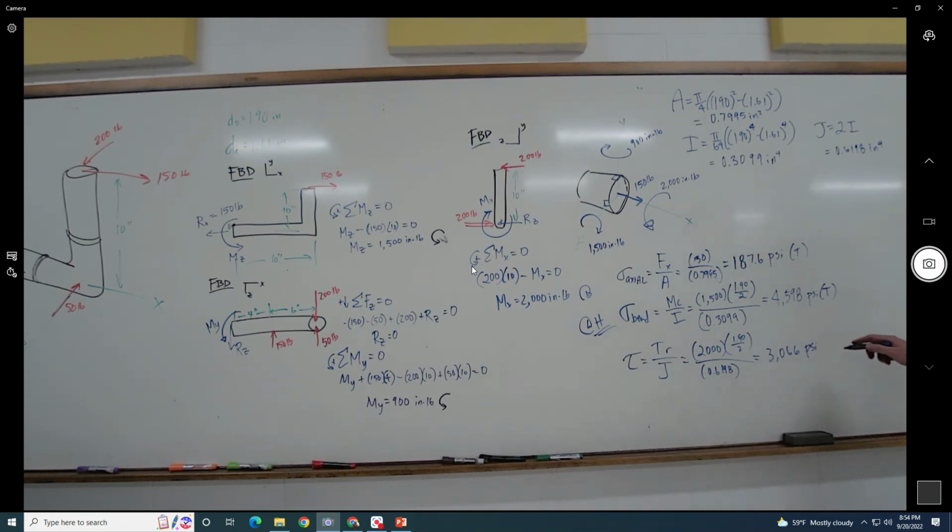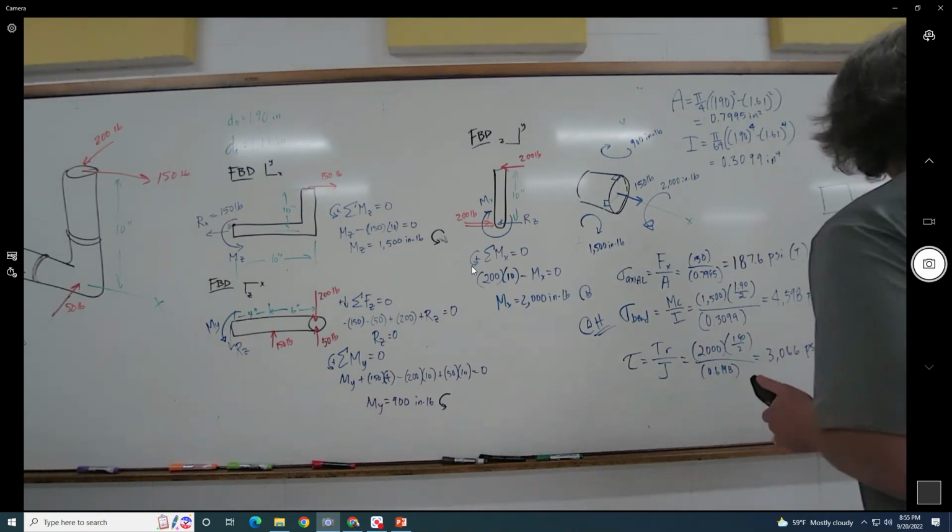And be careful not to put tension or compression here. It's only normal stress that is tension and compression. Torque is just a shear on the thing. So you would combine these two together because they're both in the x direction. So do it below, whatever, sigma x.